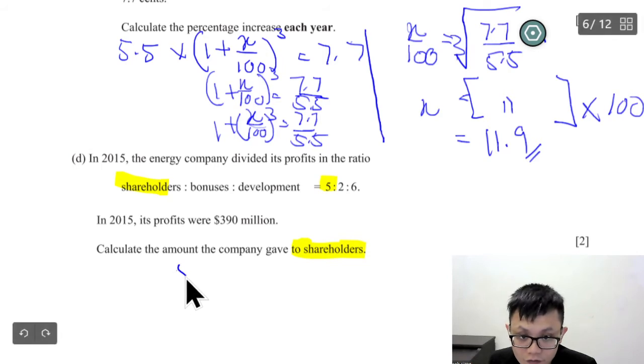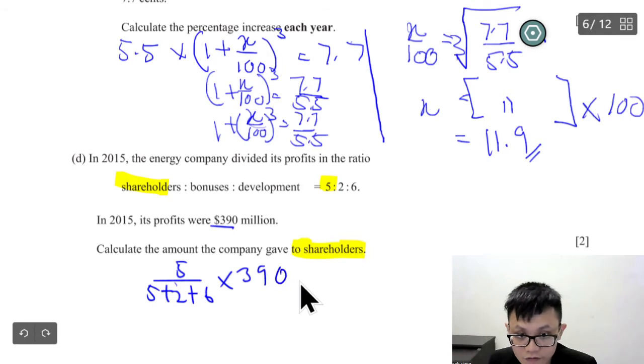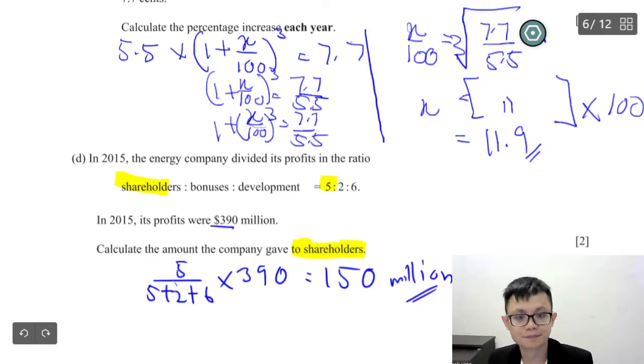5 over 5 plus 2 plus 6 times the total profit, which is 390 million. So we will get 150. Remember to write the unit million. Okay.